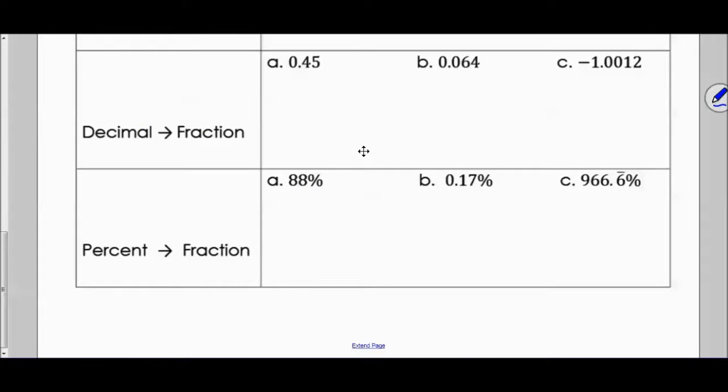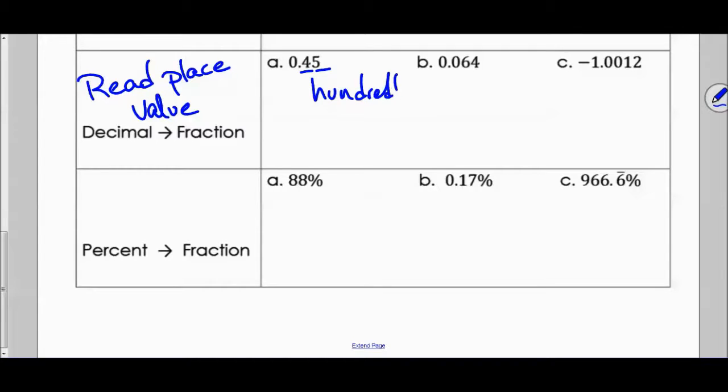All right, when we're going from a decimal to a fraction, there's 2 ways we can think about this. The first way is really just reading the decimal place. We're going to read the place value. What I mean by that is each decimal place has a specific name that goes along with it. The first number is the tenths place, the second number is the hundredths place. So this is 45 hundredths. The next one, the third decimal place, is the thousandths, so this is 64 thousandths.